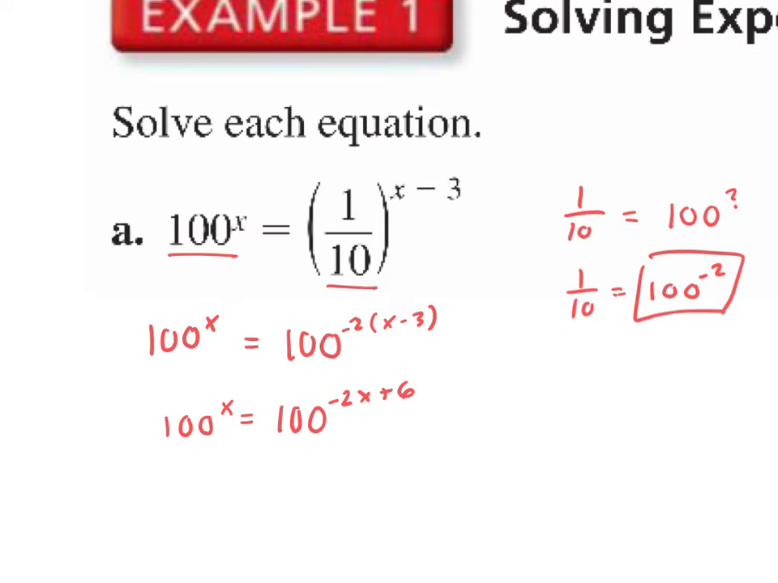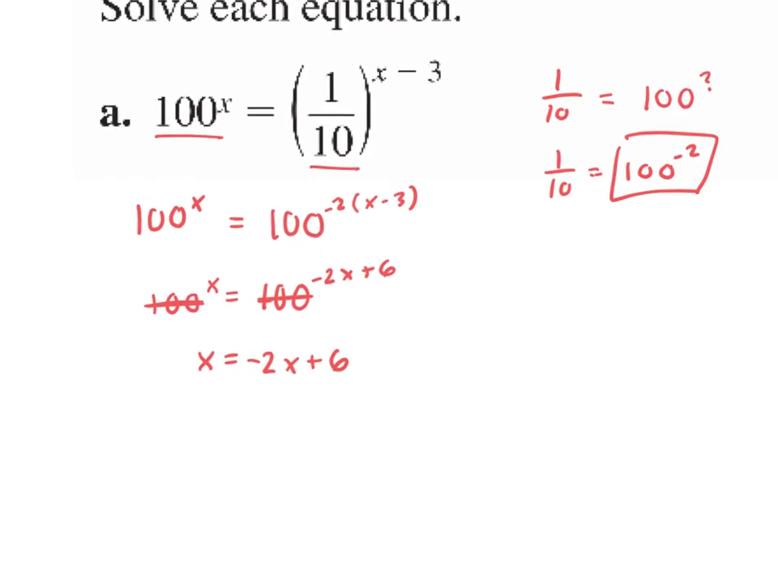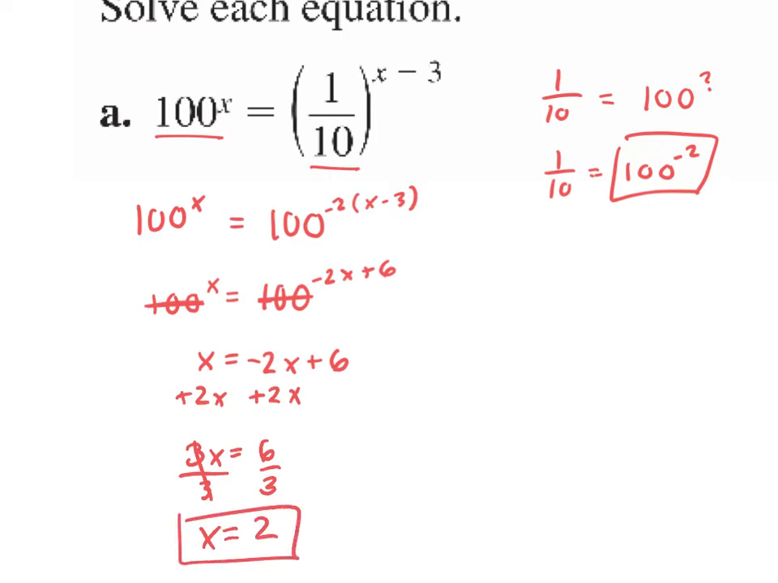Once we get our bases the same, we can cancel. Set our exponents equal to each other, so x is equal to -2x plus 6, and then just solve for x. So how would we solve for x here? Awesome. Add 2x to both sides, divide by 3, x is equal to 2. Good work. All right, let's look at B.